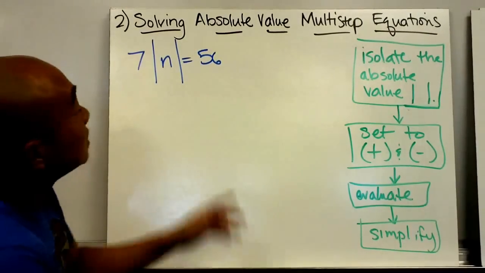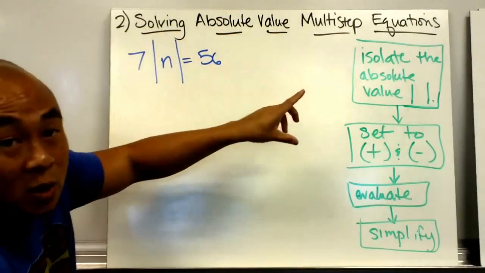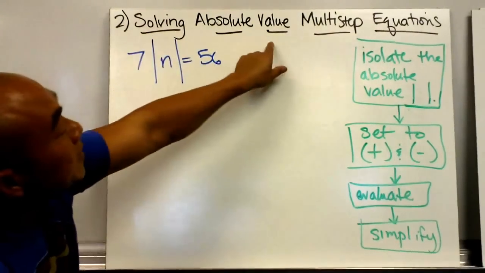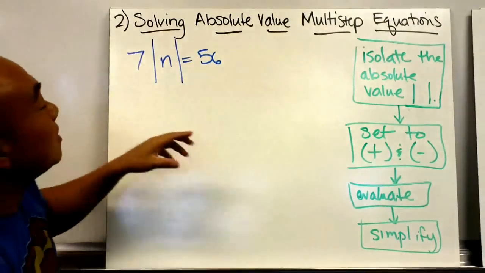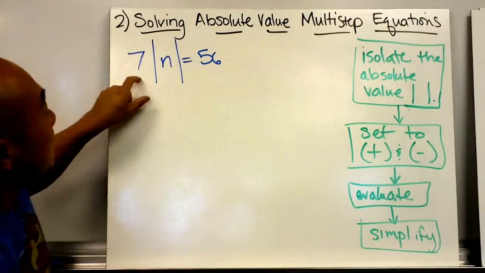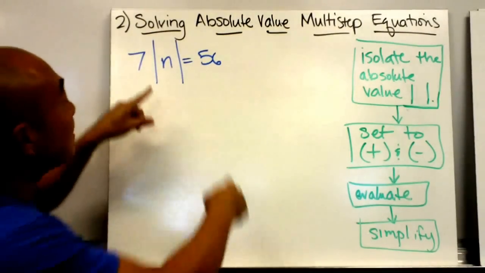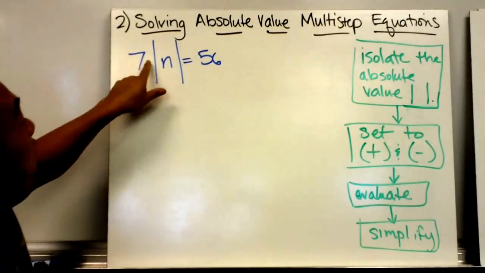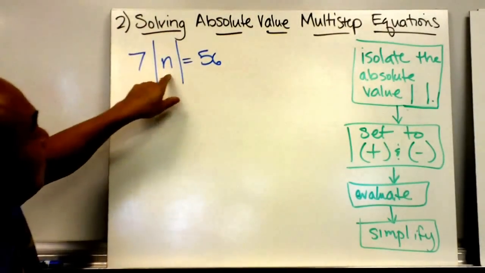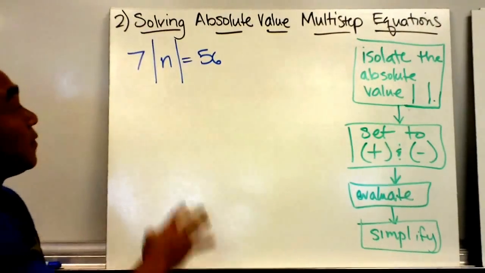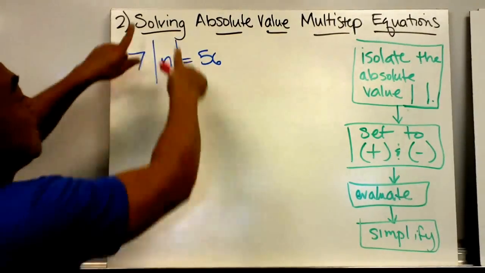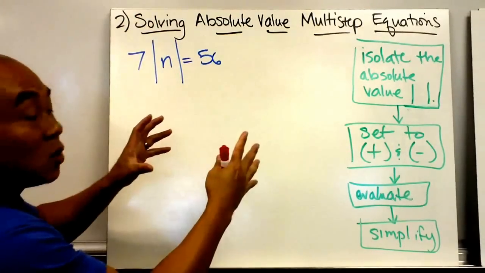Okay, so now let's look at our second thing that we need to know about absolute values and equations. This time we're going to solve an absolute value with multi-step equations. And how you can determine that is that you have something outside of the absolute value symbols. So in this case, you have 7 multiplied by the absolute value of n is equal to 56. So the first thing that we need to do here is isolate the absolute value, which means I want absolute value on its own.